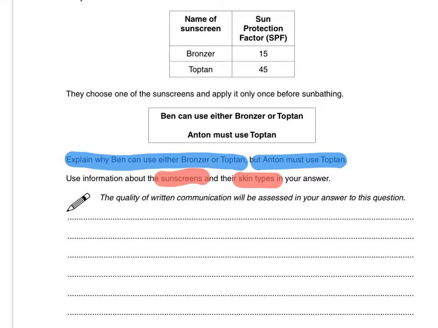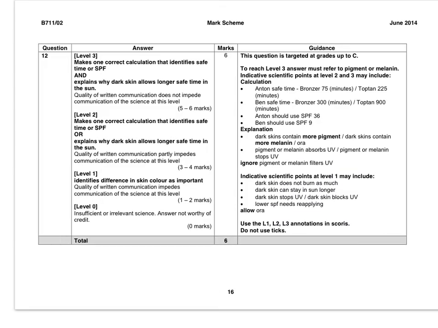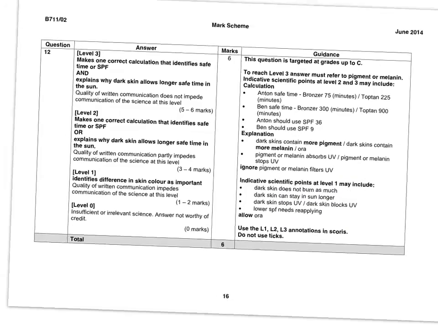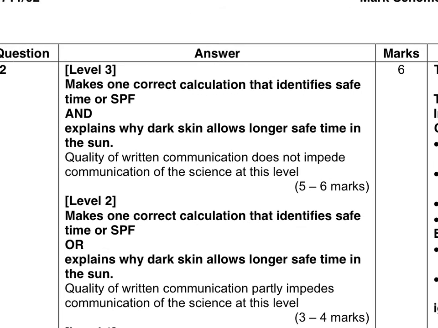Okay, so pause me now and have 5 minutes just to write down some notes. So pause me now. I hope you paused me. I hope you've got some notes. Let's have a little look at the mark scheme, shall we? So here it is, the mark scheme. Let's zoom in on the levels to start with, like we always do.